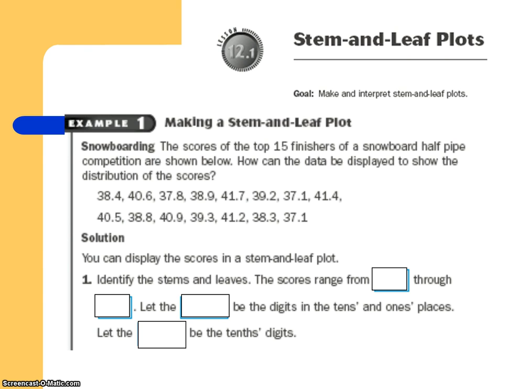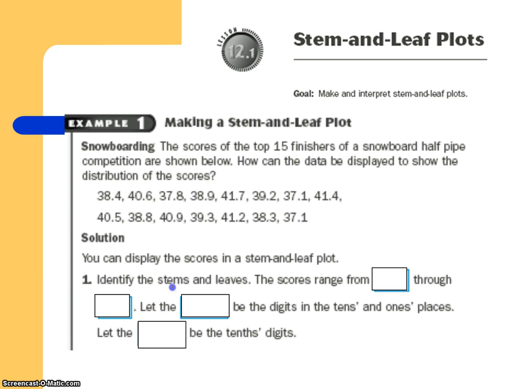In example 1, let's make a stem and leaf plot. The scores of the top 15 finishers of a snowboard half-pipe competition are shown below. How can the data be displayed to show the distribution of the scores? You can display the scores in a stem and leaf plot.